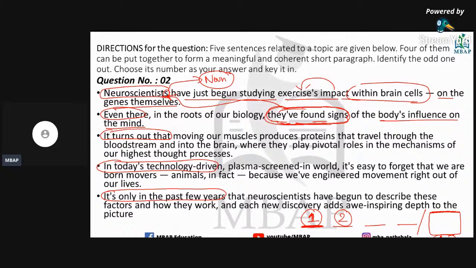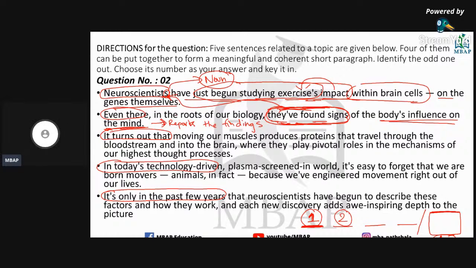one talks about the neuroscientists starting with the study or observation. They try to study or observe the impact of exercises on the brain cells. And sentence two, if you notice carefully, reports the findings of this study. They have found means that after carrying out this study, in which they studied the impact of exercise on the brain cells, they found. So that is why sentence 2 reports the findings. And what did they find? They have found signs of the body's influence on the mind.